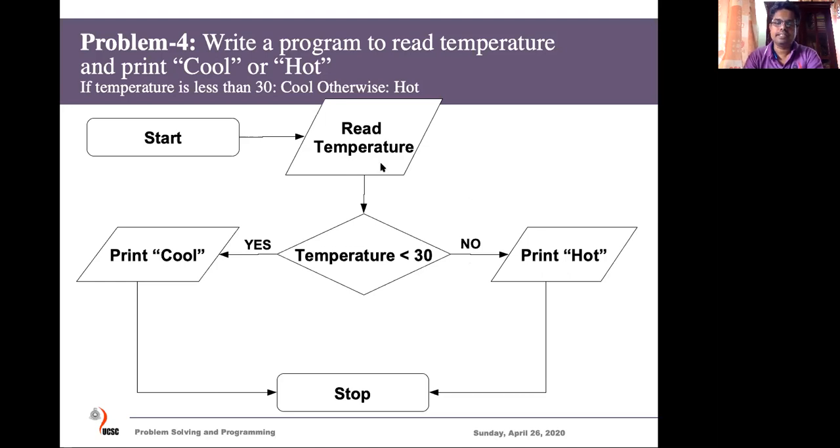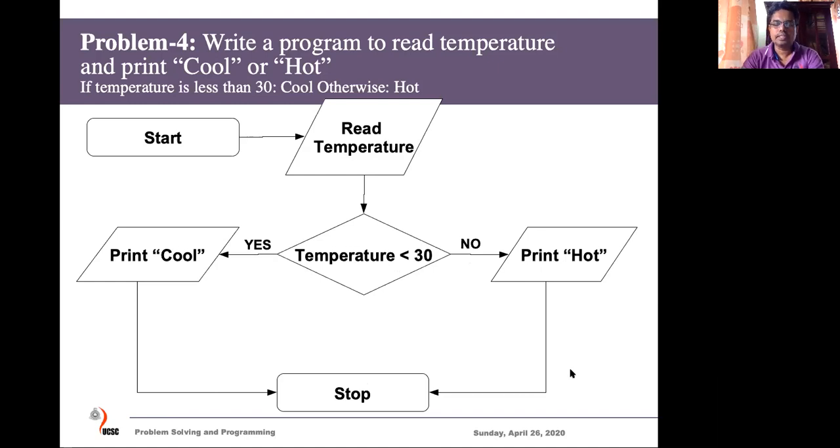So we read it, check whether temperature is less than 30. If yes, we print cool. If no, we print hot. And finally stop. So this particular flowchart has two branches. We branch the execution based on this condition, so this sequence or that sequence.